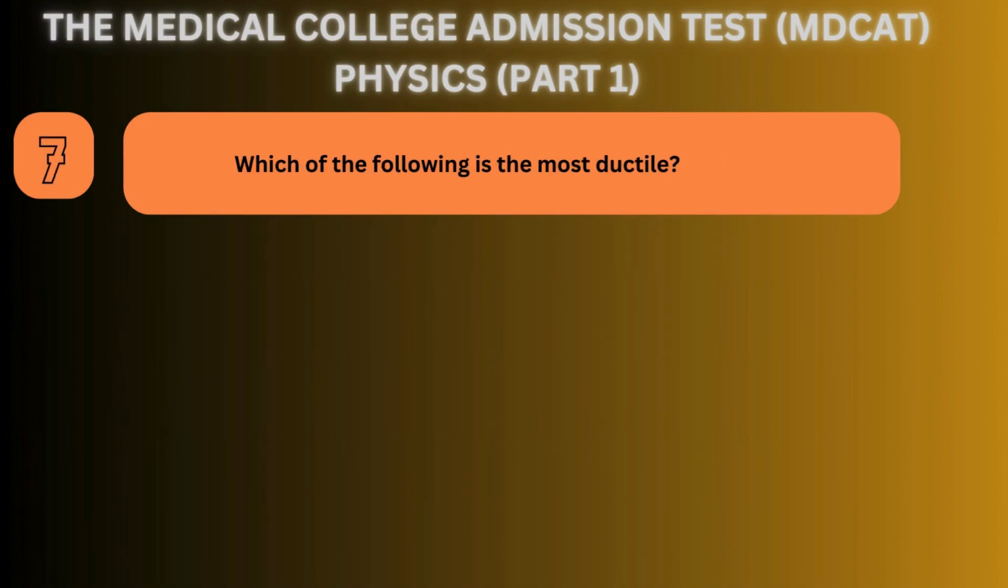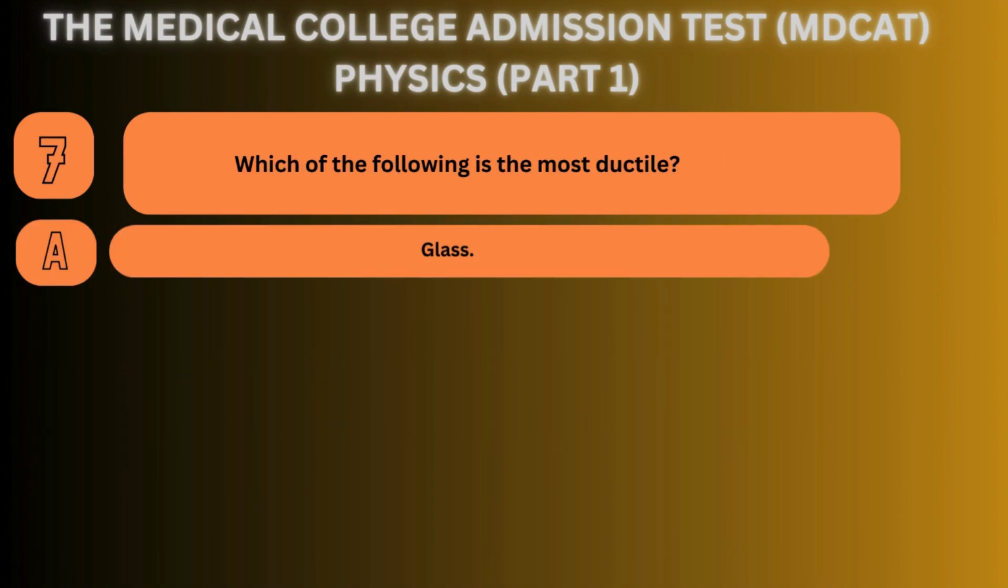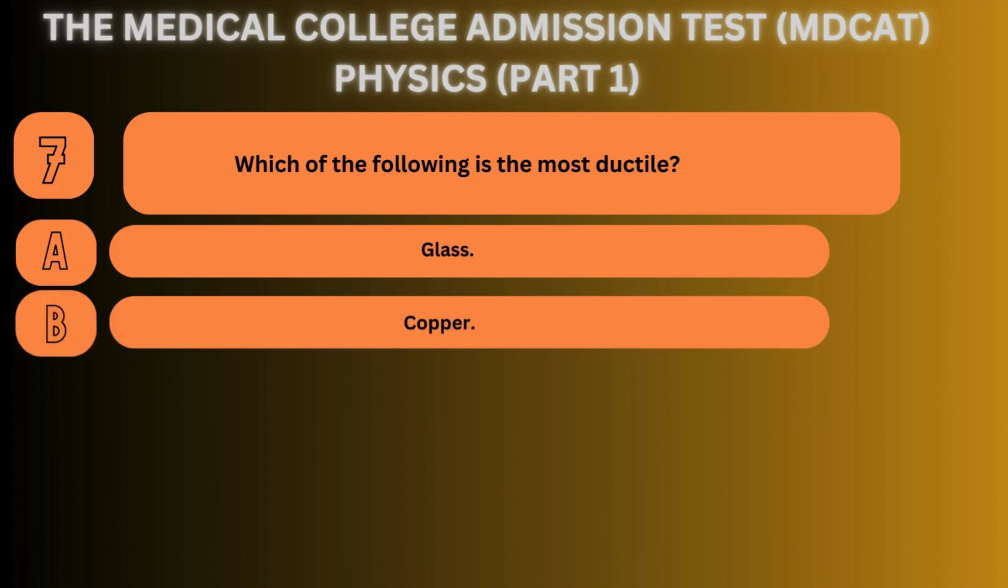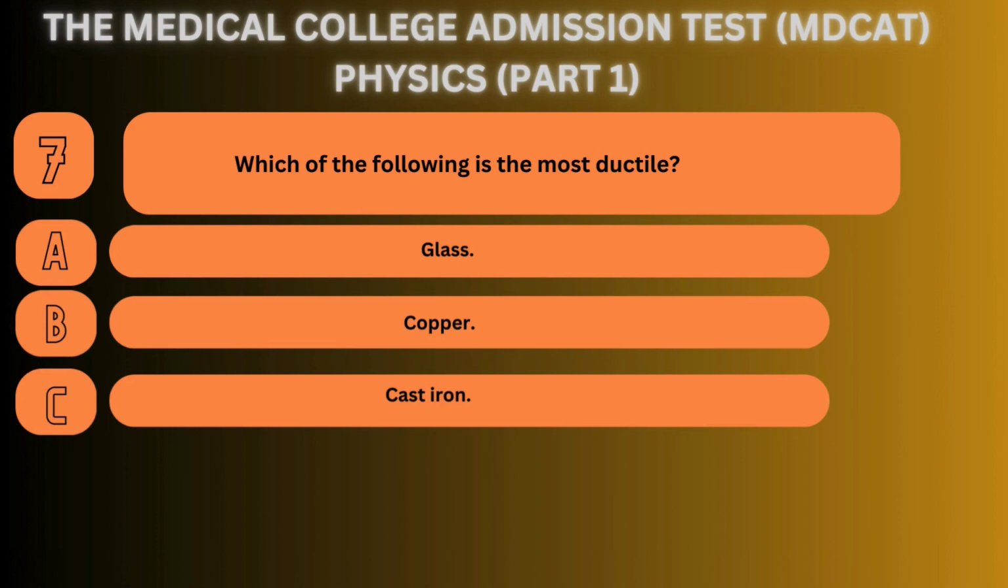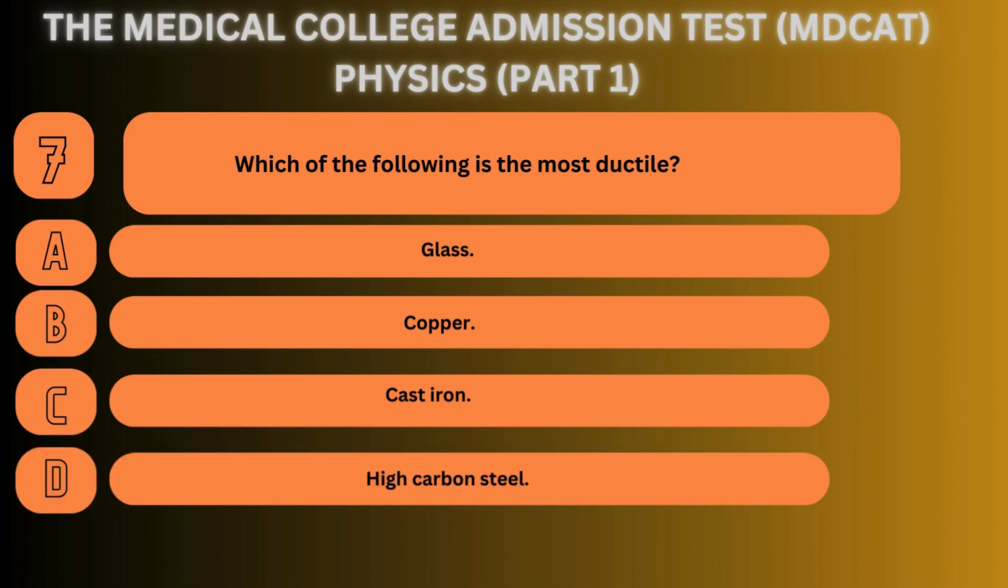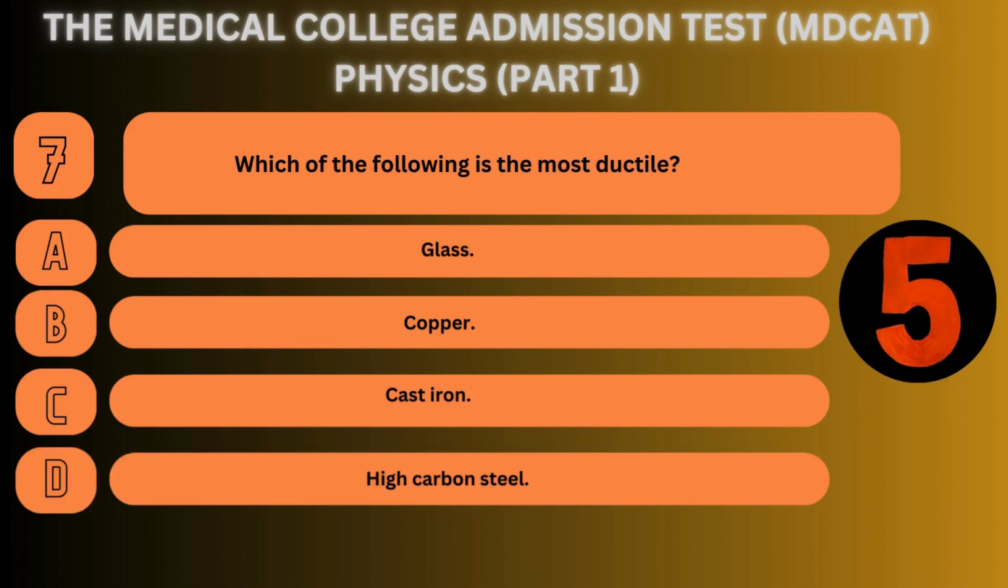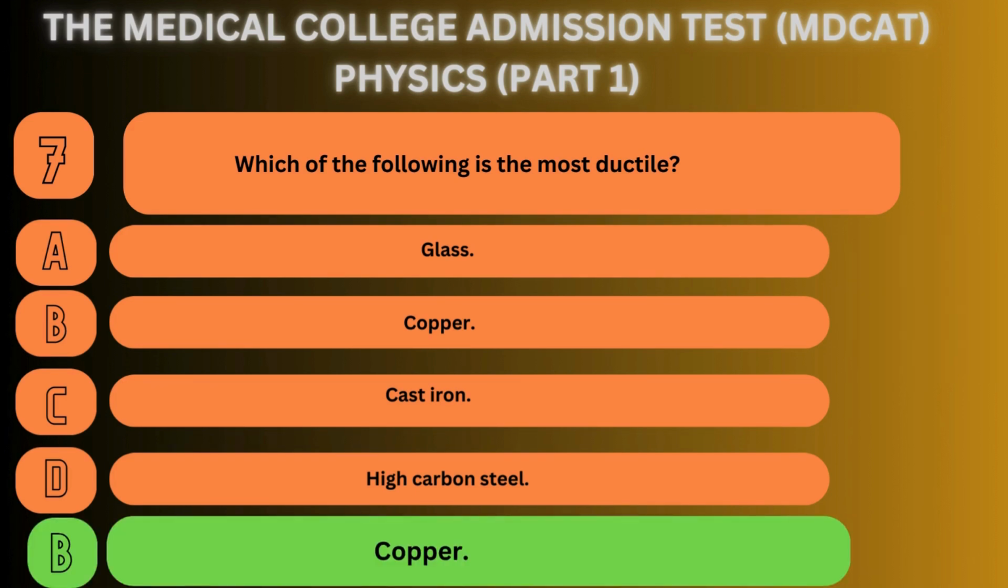Question number 7. Which of the following is the most ductile? Option A, glass. Option B, copper. Option C, cast iron. Option D, high carbon steel. 5, 4, 3, 2, 1. Correct answer is B, copper.